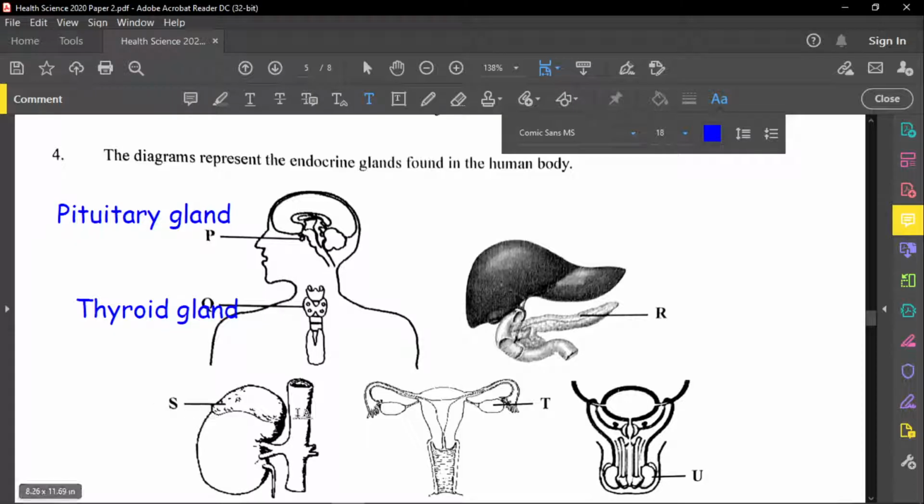S is the adrenal gland that we already labeled. T is the ovary, and this one is a testis that we didn't label. So this is a testis. We already know that T is the ovary, R is the pancreas, and S is the adrenal gland.